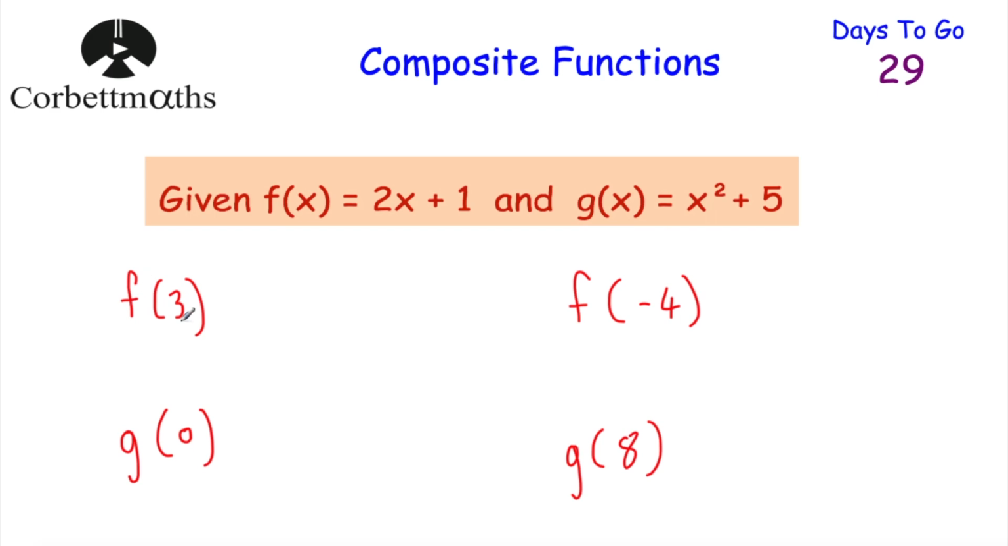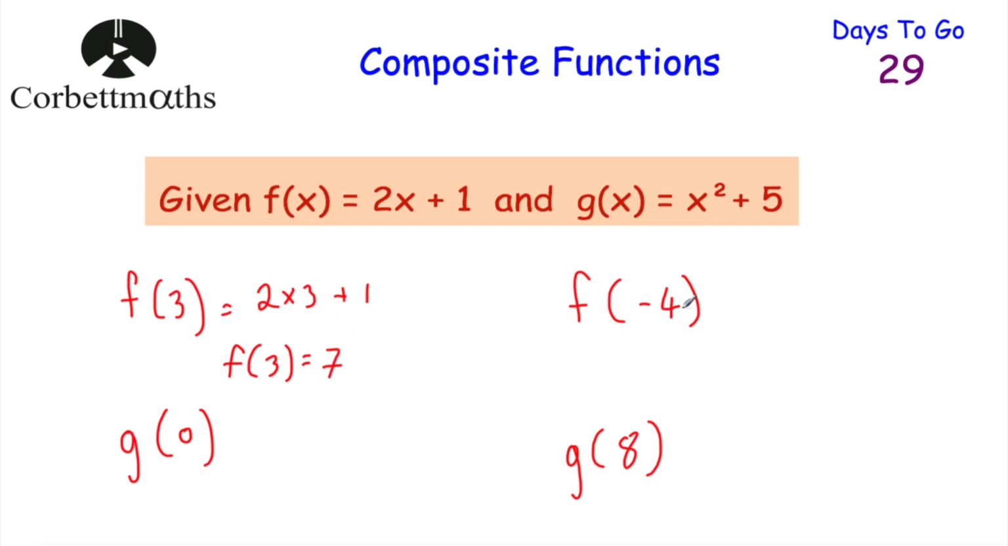Okay, so if I wanted to work out f of 3, that means x is equal to 3. So I'm going to substitute 3 into the function. I'm going to do 2 times x plus 1, so 2 times 3 plus 1. 2 times 3 is 6, plus 1 is 7. So that means f of 3 is equal to 7. And if you got that, well done.